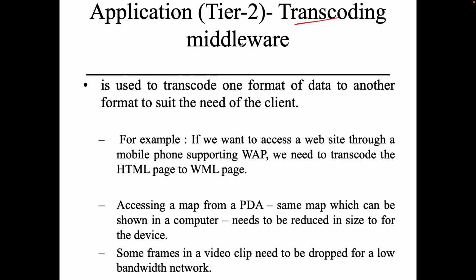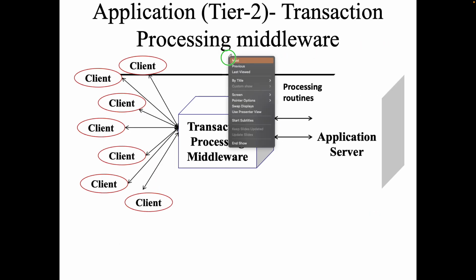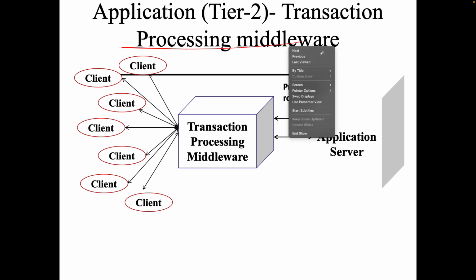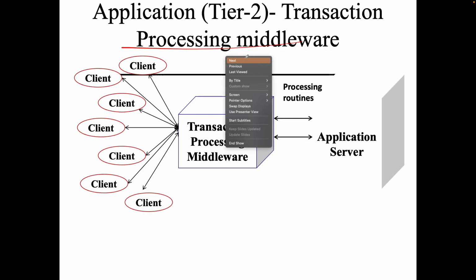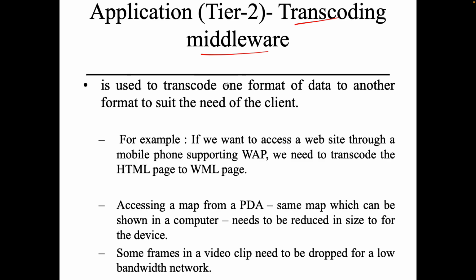Application tier 2: transcoding middleware. Communication middleware was covered, and processing middleware. Transcoding middleware is used to transcode one format of data to another to suit the need of the client. For example, if you want to access a website through a mobile phone supporting WAP, we need to transcode the HTML page to WML.